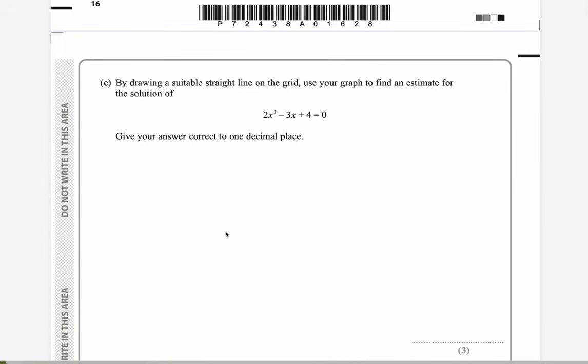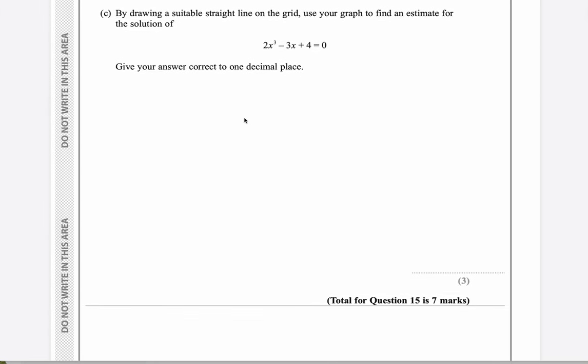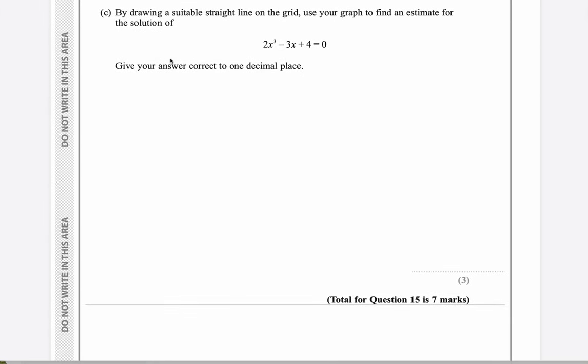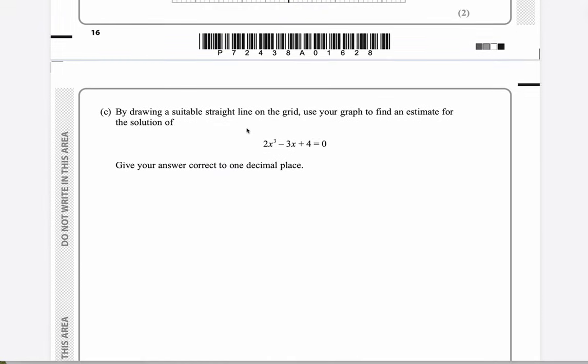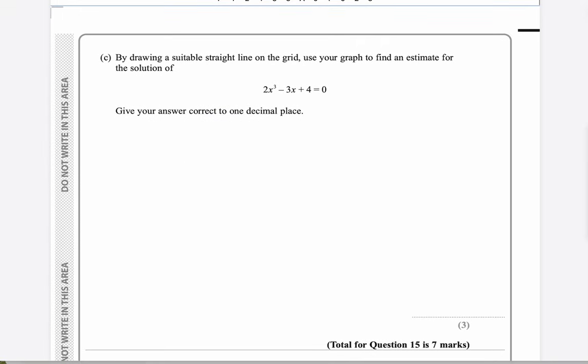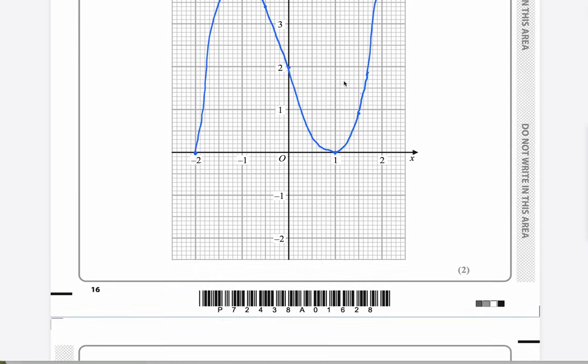Then he says here, by drawing a suitable straight line on the grid, use your graph to find an estimate for the solution of this. Okay, so we need to use the graph, guys. The graph is y equals x cubed minus 3x plus 2. So let me write that here in a different color, guys. y equals x cubed minus 3x plus 2. That's what this is.